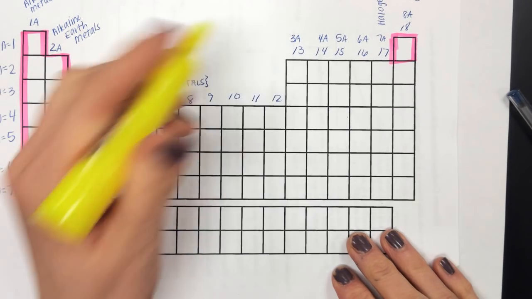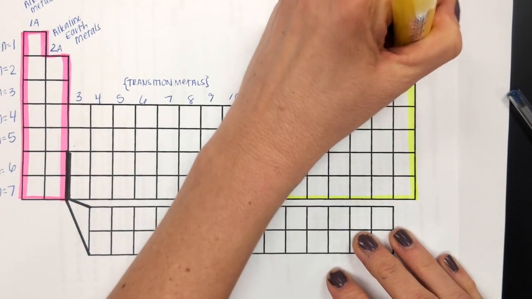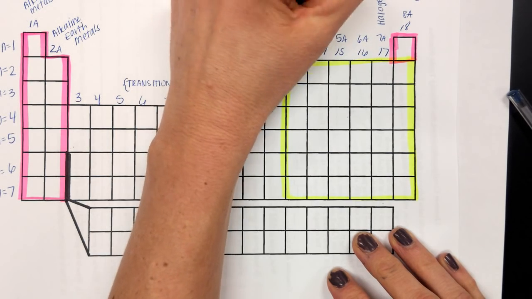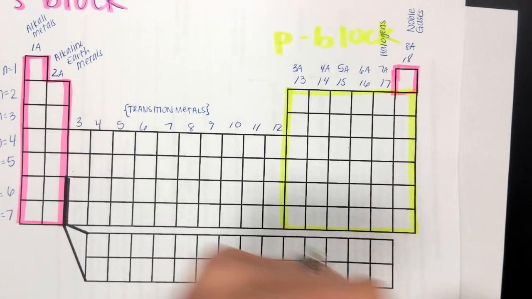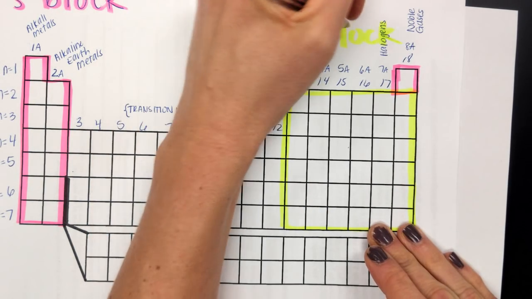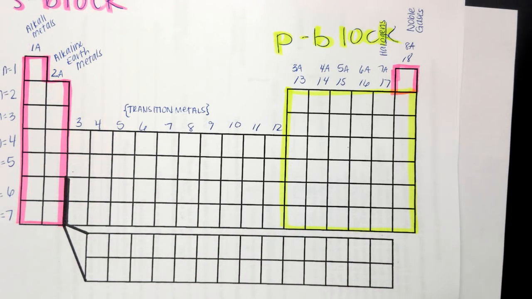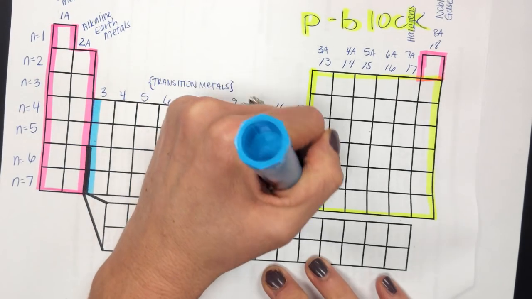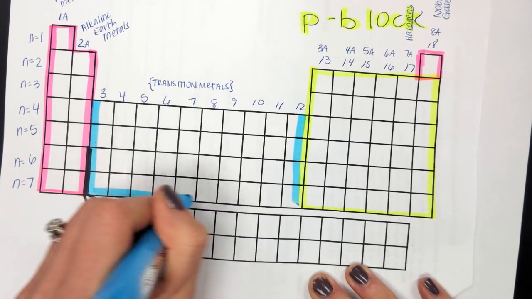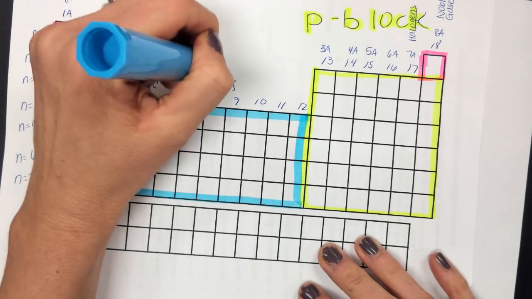Pick a different color. Now we're going to do this block, and this is your P block. Next, this entire middle section, this is your D block.